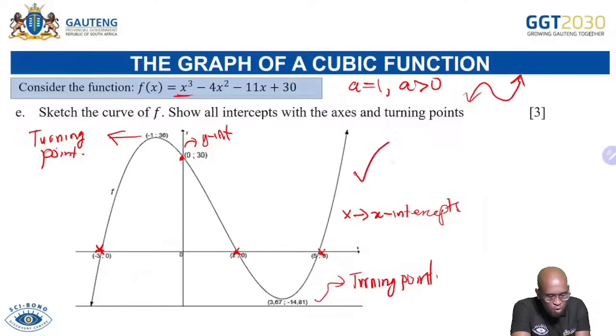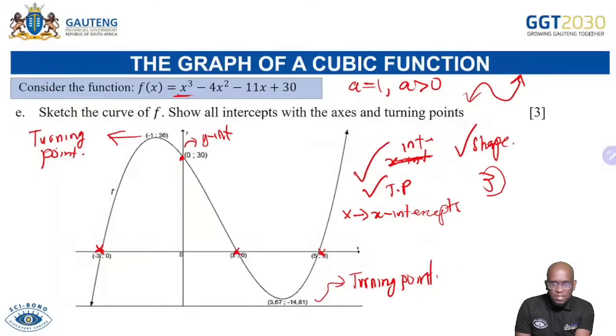So we get a mark for the x-intercepts, all right? We get a mark for the turning points or the intercepts, all intercepts, okay? We get a mark for the turning points and we get a mark for the shape, all right? So this gives us a total of 3 marks. So that's how you are supposed to sketch that cubic function. Remember, do extend your preparation to interpreting a cubic function as well as to optimization, which is the application of calculus. All those concepts are examinable, all right?